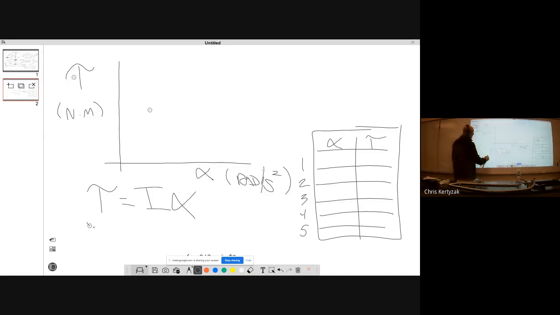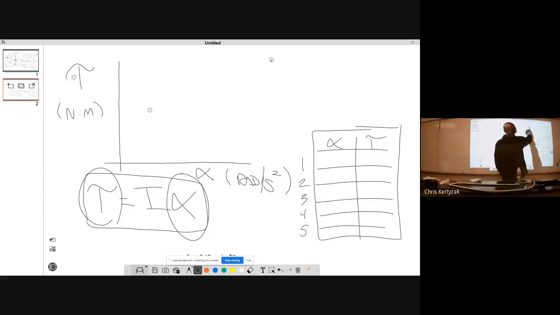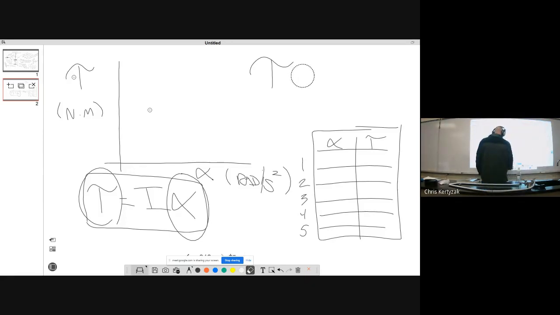Looking at this formula, if this formula is true, which it is, what should the shape of it be? How is torque related to alpha? They're directly proportional to each other, right? I know that's weird to have two alphas again. Notes discovered that the other day. Torque is proportional to alpha, right?